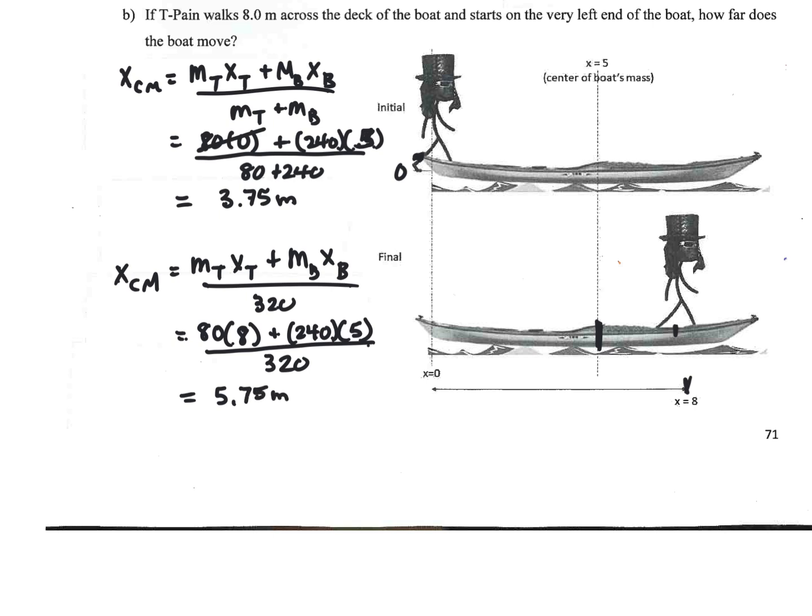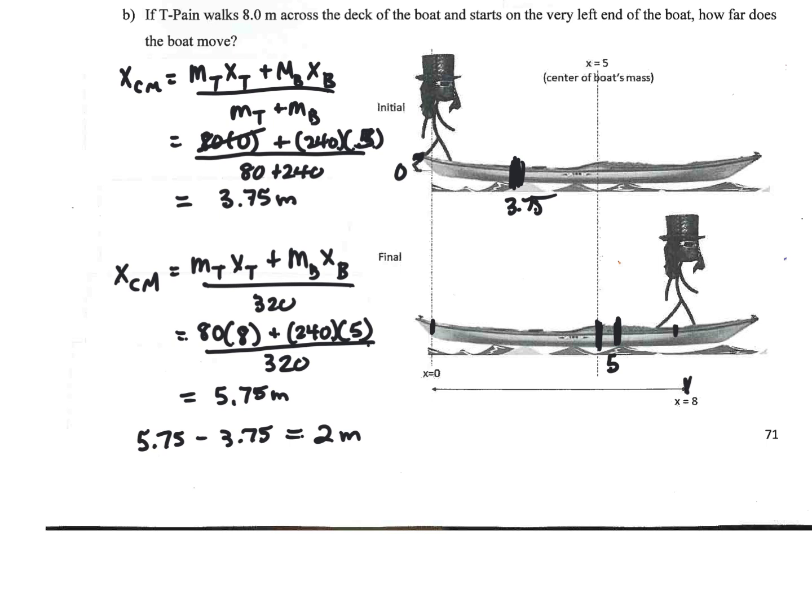So how much did the boat move? Well, the center of mass of the whole system moved the difference between those two. So 5.75 meters minus 3.75 leaves me 2 meters. So it moves 2 meters. Which direction though? The center of mass shifted. It started at 3.75. So from here, the center of mass started right about here, 3.75. Now it's somewhere over here at 5.75, right?